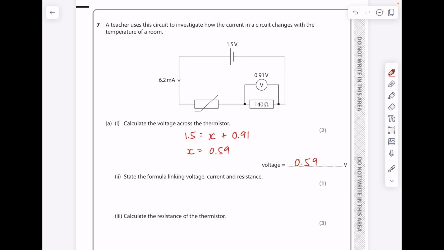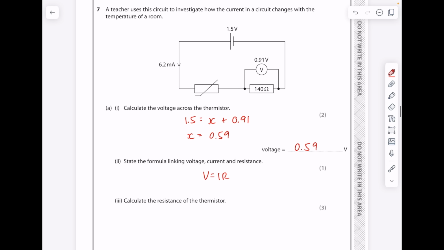State the formula linking voltage, current, resistance. V equals IR. Calculate the resistance of the thermistor. Resistance equals V over I. I just found out the voltage of the thermistor. It's 0.59 volts. What about the current? Well, again, you need to remember your series circuit rules, which state that the current is the same everywhere. So our current is 6.2 milliamps. That needs to be converted into amps by dividing by 1000. You need your standard unit here.